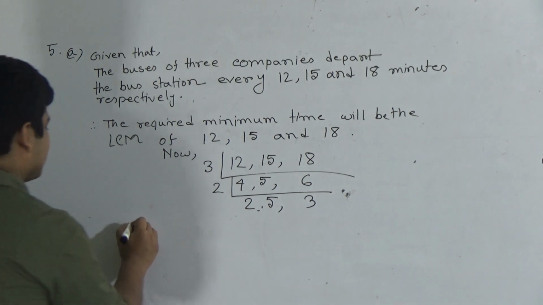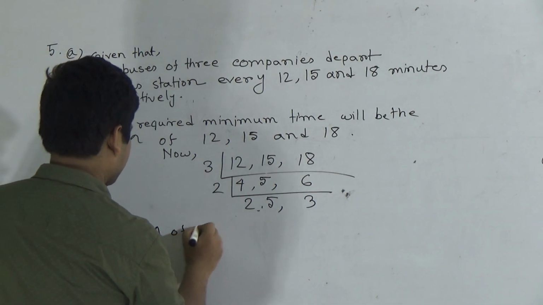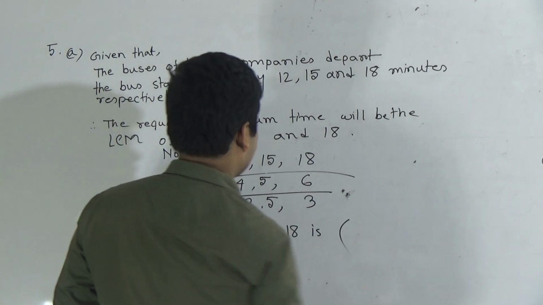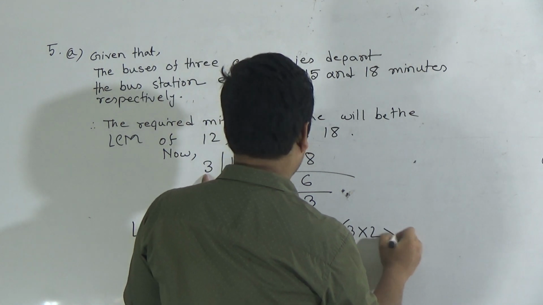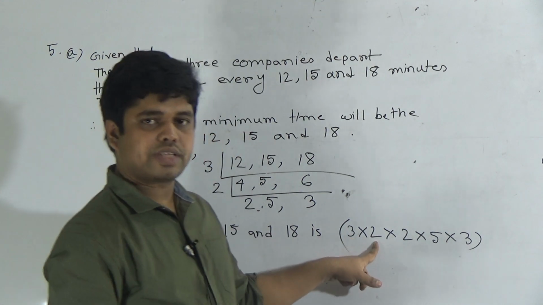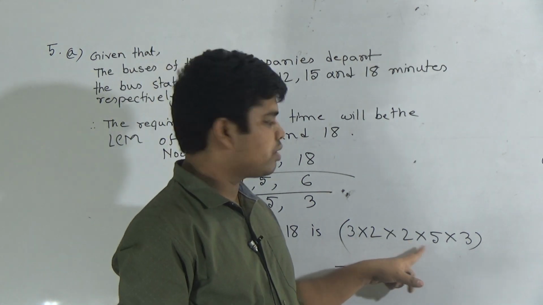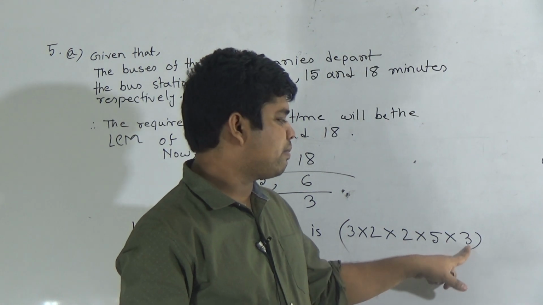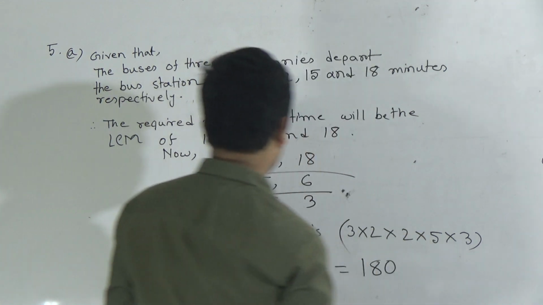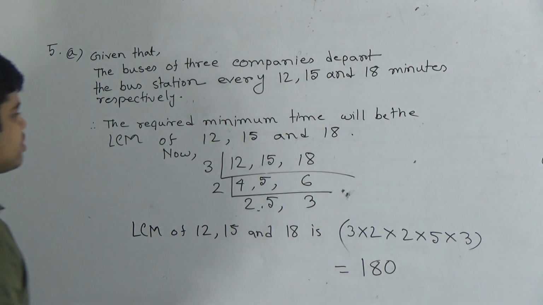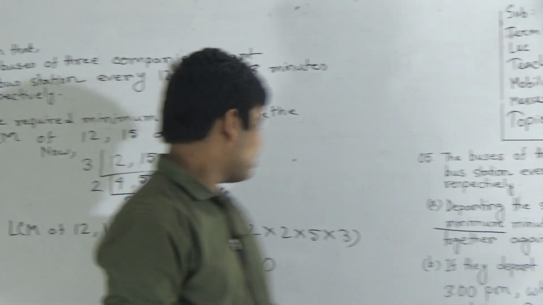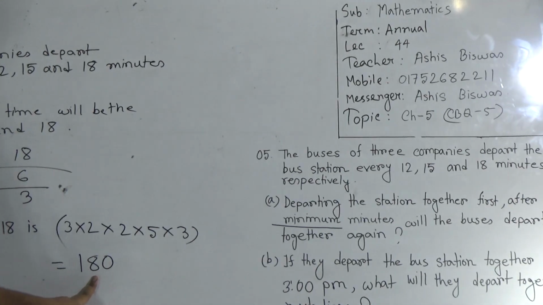Now write the LCM of 12, 15 and 18 is 3 multiply 2 multiply 2 multiply 5 multiply 3. Now notice 3 2s are 6, 6 2s are 12, 12 5s are 60, 60 multiply 3, that means we get 180. So 180 minutes is the required answer. So now we can write the buses will depart together again after every 180 minutes.